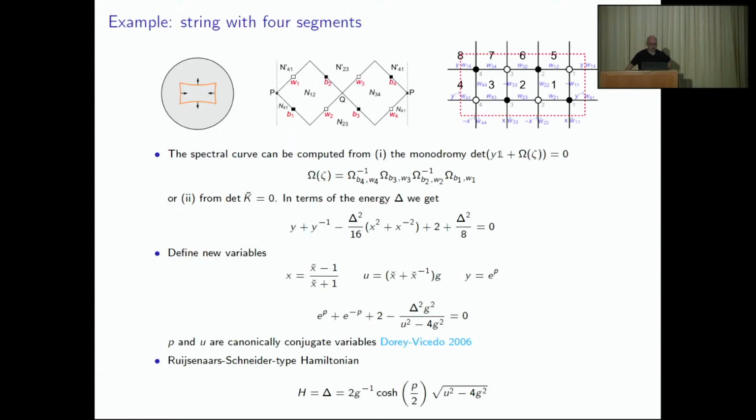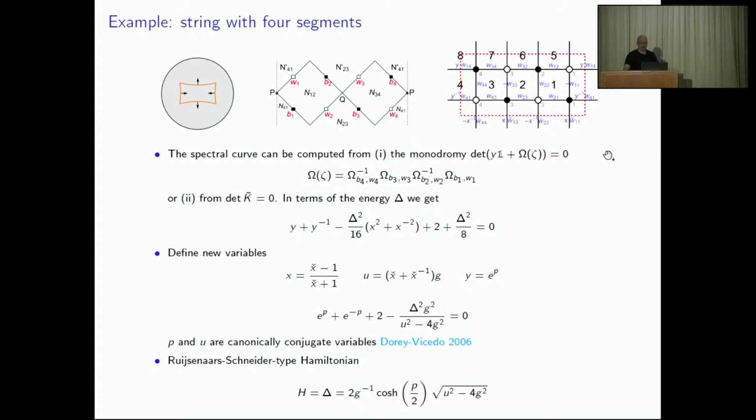Okay, so here's the calculation. It is really very simple. Here's a picture of the string again, and here's the worksheet. And these 2 dashed lines are identified. So this is the tau direction, that's sigma. And this P point is the same as that P point. And on a generic time slice, you have 4 kinks or 4 string segments. And on the right-hand side, you see the brane tiling. It has 8 squares.